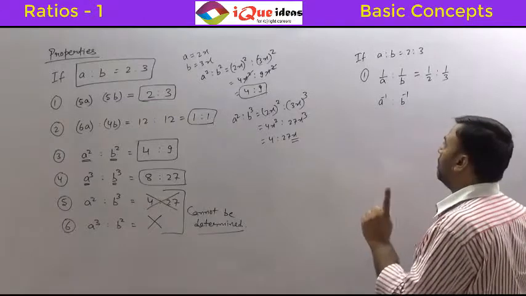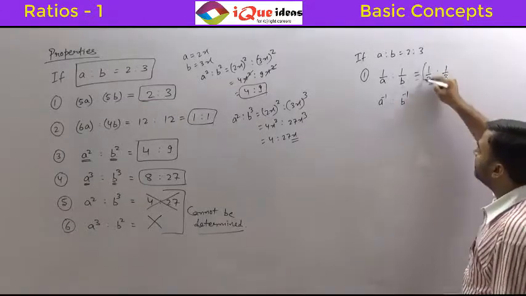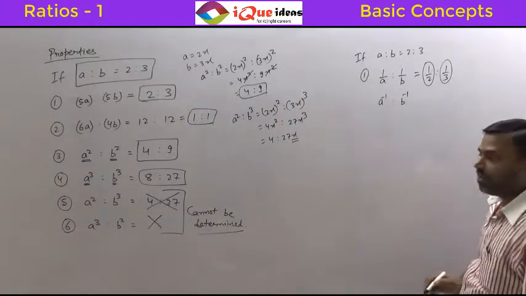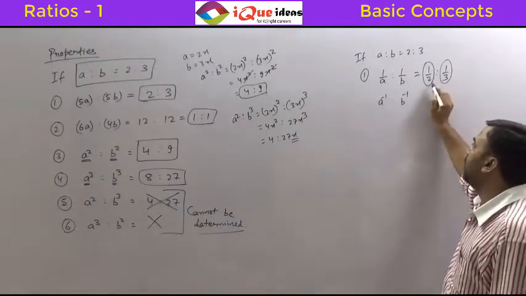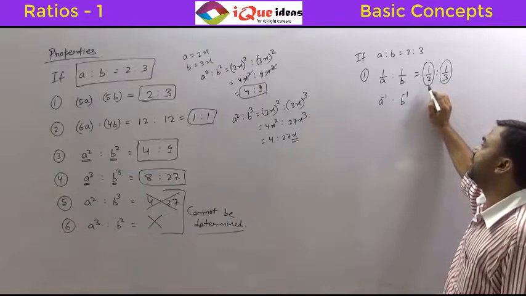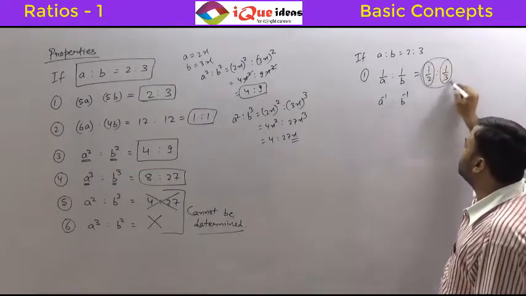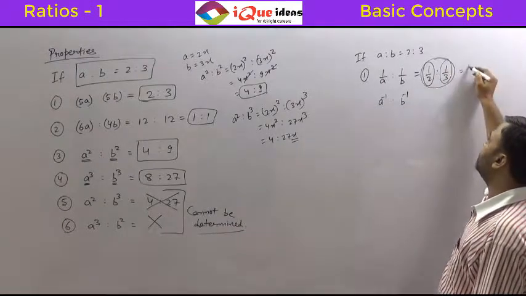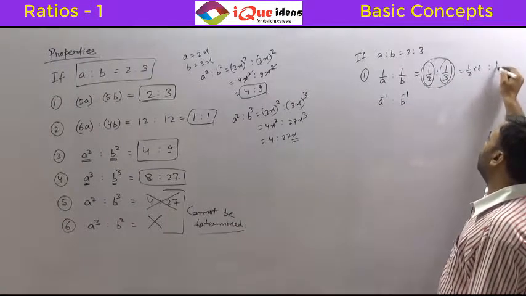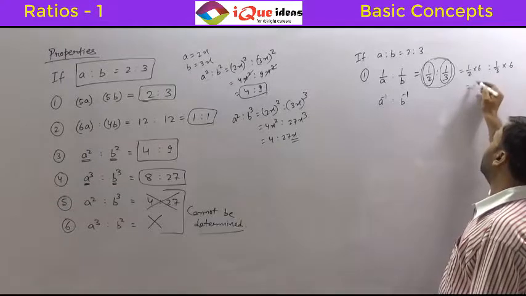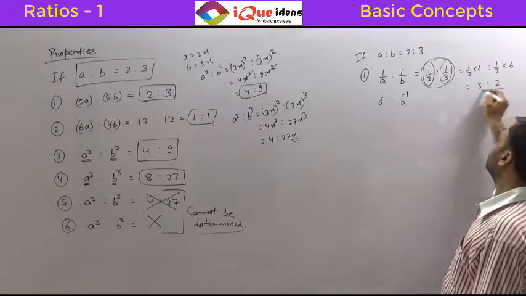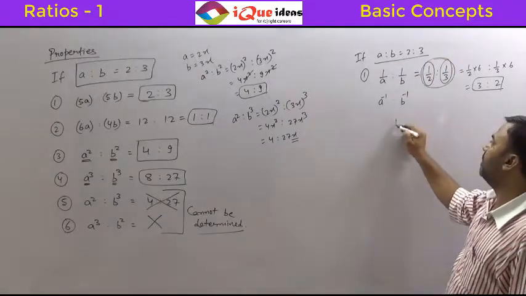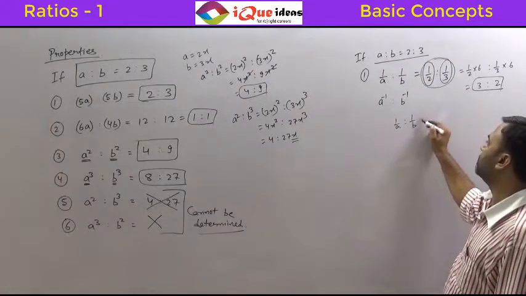Right? But remember, we never leave this in terms of fractions. So to remove fraction, what do we need to do? We take LCM of denominator. Now what is the LCM of denominator? 2 and 3, that is 6. Multiply by 6 to every component. So it will become 1 by 2 into 6, 1 by 3 into 6, so that this becomes 3, this becomes 2. So the answer is 3 is to 2. So if A is to B is 2 is to 3, then 1 by A is to 1 by B will be 3 is to 2.